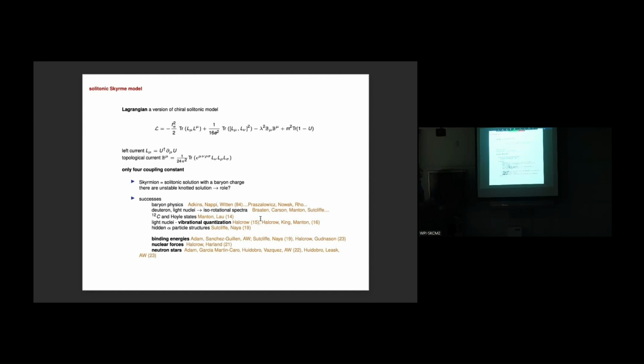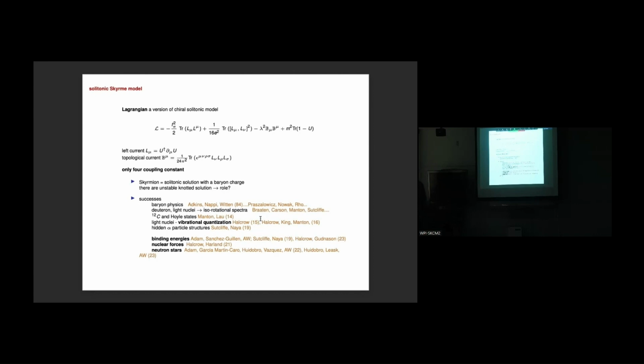And this theory has proven to be quite successful. We can describe baryon physics, particles with baryon charge 1, many of them, light nuclei, and not so light nuclei like carbon-12. I will show a picture later. We can also compute binding energies of atomic nuclei, which is recent progress, and nuclear forces. And if you apply this theory to neutron stars, you get very good agreement with available astrophysical data. So it's a quite powerful, non-trivial theory with only 4 parameters.